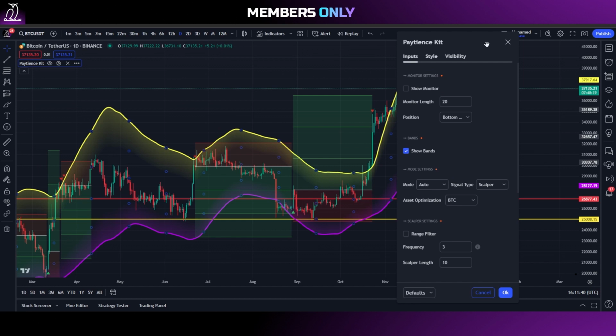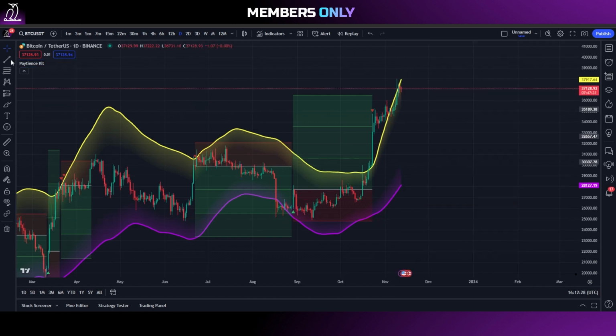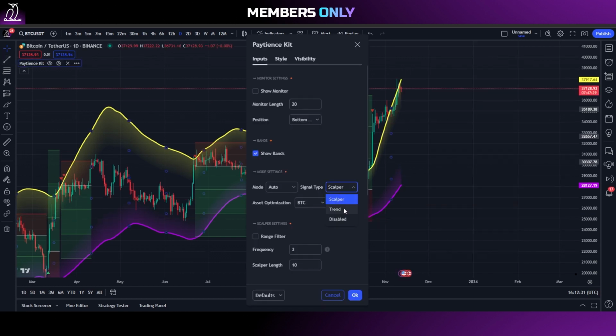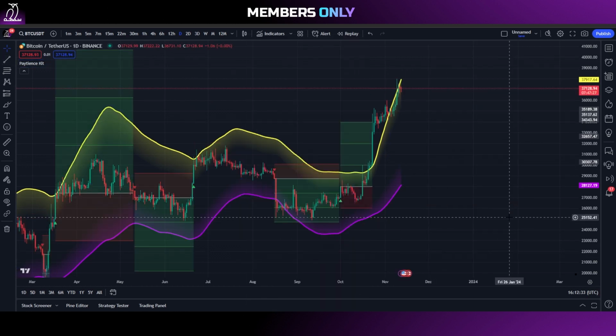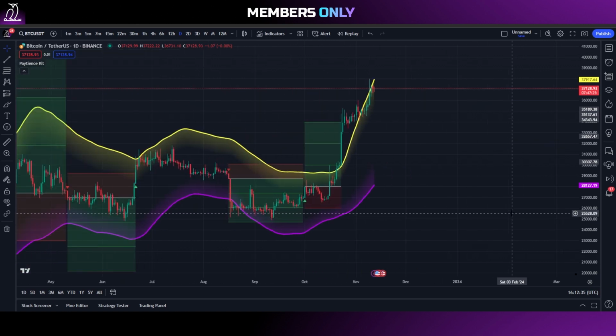Now, here's the thing I want to make clear. There are no wrong settings, okay? You're supposed to customize this how it works for you. So find unique settings that work for you. So right now we're on the scalper. Let's go and change it to the trend mode and show you that those setups do change a lot.